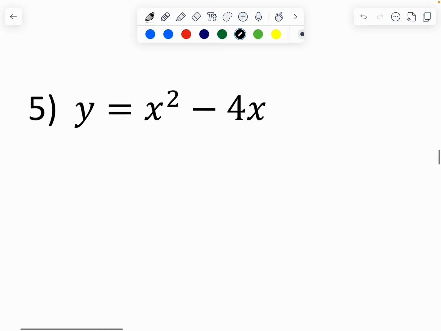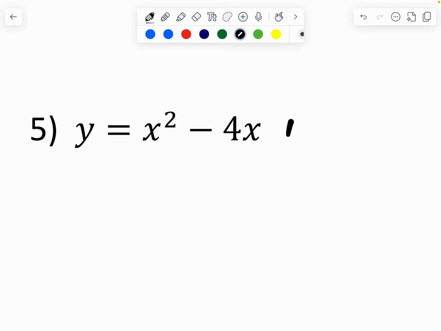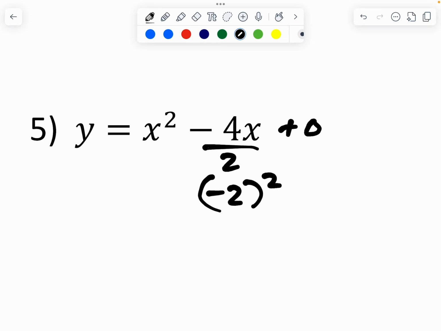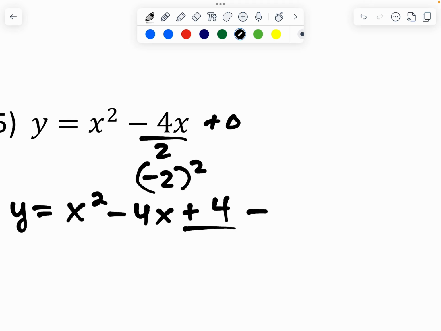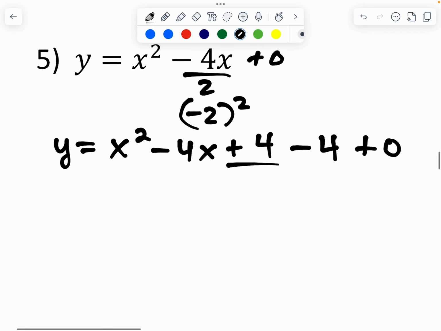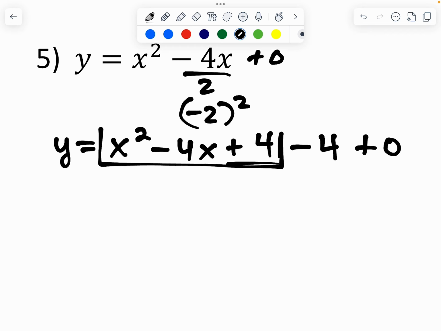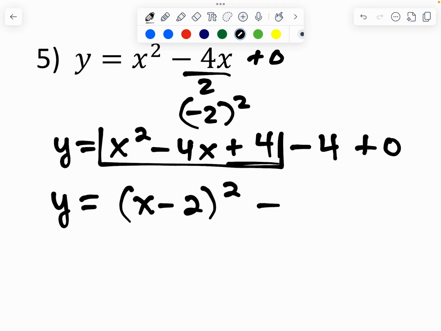All right, number 5 is a little bit different. We don't have anything on the end. We can assume that this might be a plus 0, okay? We don't really have a number there. So we can just take care of it right away. Negative 4 divided by 2 is negative 2, squared. Write our equation, x squared minus 4x plus blank, which is 4, minus blank, plus 0. Perfect square trinomial, factor it. y equals x minus 2 quantity squared, and then minus 4. My vertex is 2, negative 4.